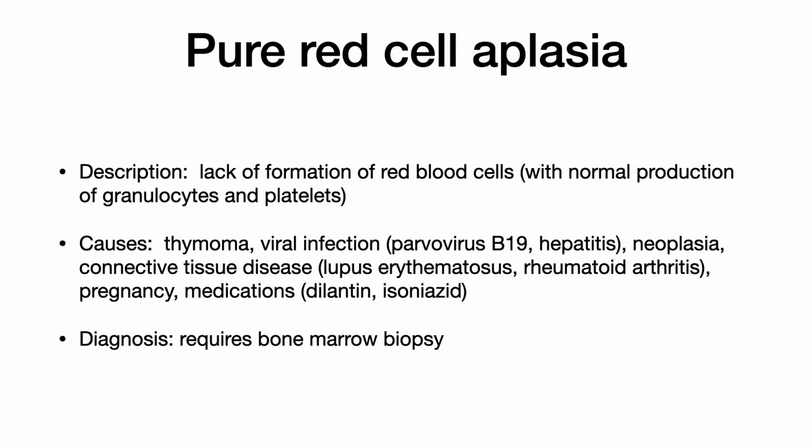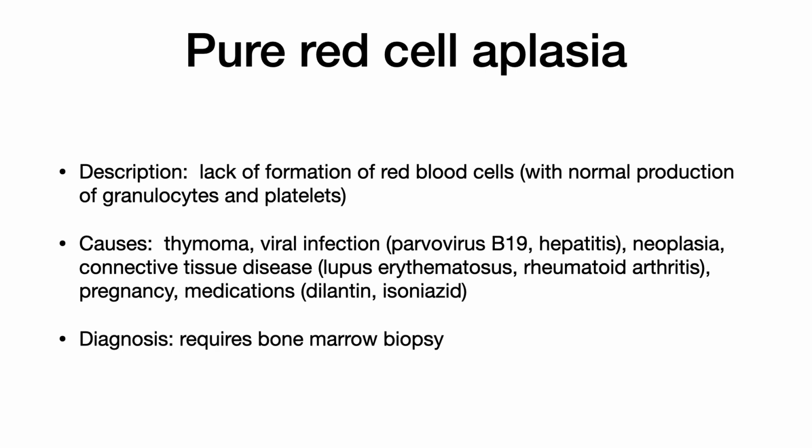So pure red cell aplasia is where you have a lack of formation of red blood cells, but actually granulocytes and platelets are made just fine. It just affects the red blood cells. Underlying causes can include a thymoma, so that's also associated with myasthenia gravis. Different types of viral infection can do it.